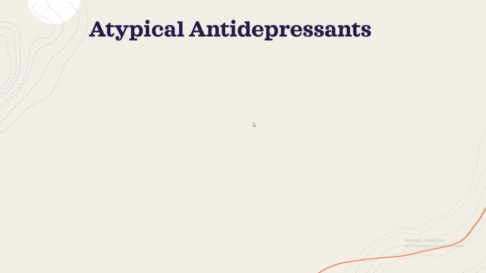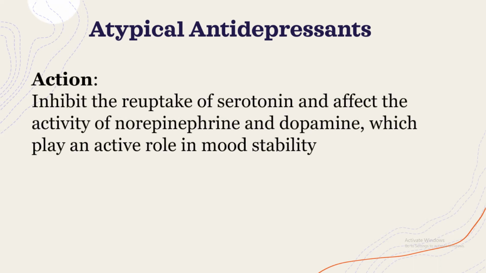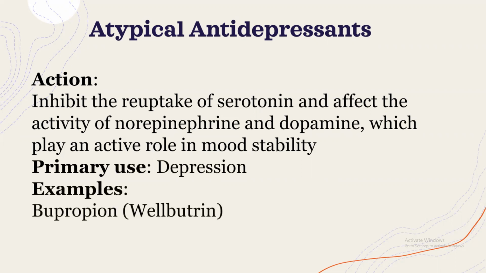Now the next class, atypical antidepressants. Their action is they inhibit the reuptake of serotonin and affect the activity of norepinephrine and dopamine. One more neurotransmitter is added here, which plays an active role in mood stability. The primary use is for depression, and the examples include bupropion, Wellbutrin, and nefazodone, which is Serzone.